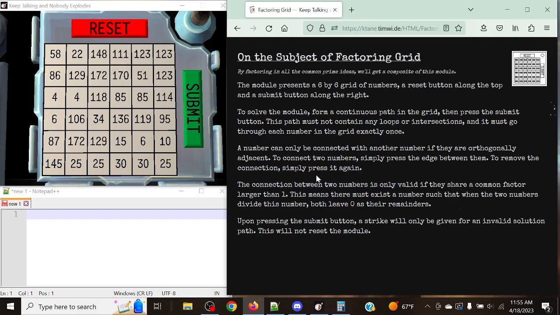So this is the way the module is going to work, and what we're going to have to do here is figure out where we can start. Immediately, what I'd like to do is look at the corners, because the corners are a very good place to start. And it generally is just a good place to start.